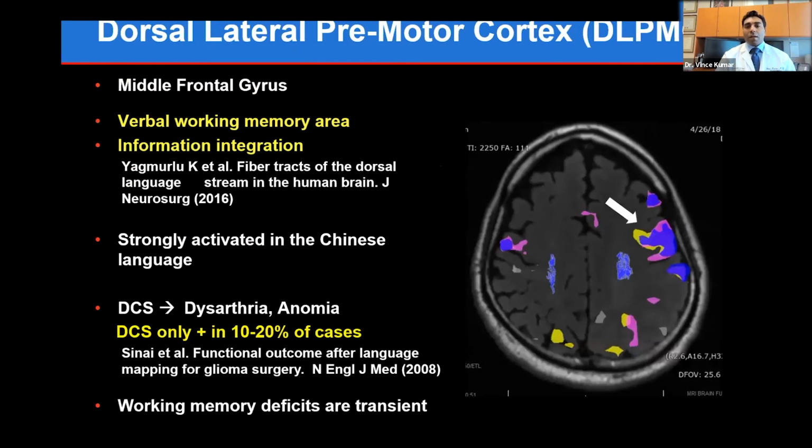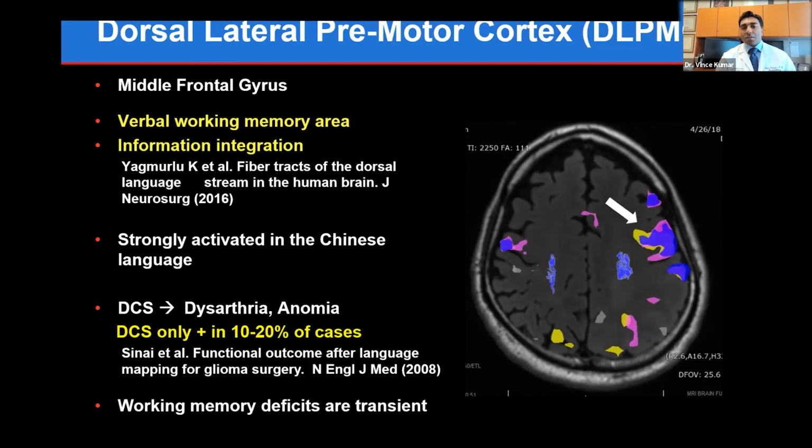Another area that we can identify is called the dorsolateral prefrontal cortex. Now, this is an area of activation that is typically situated over the middle frontal gyrus, the posterior aspect of the middle frontal gyrus, as you can see by the arrow. Now, this area is involved with verbal working memory and information integration. Anecdotally, it is strongly activated in complex languages such as Chinese.